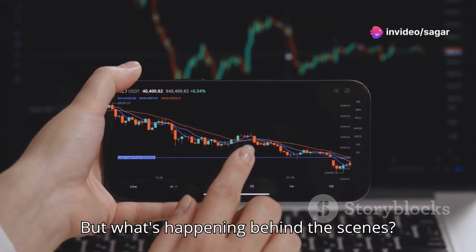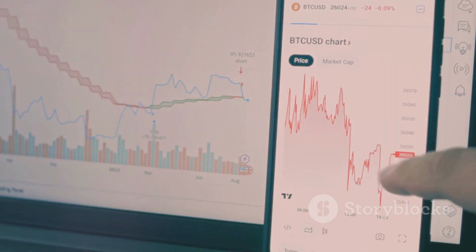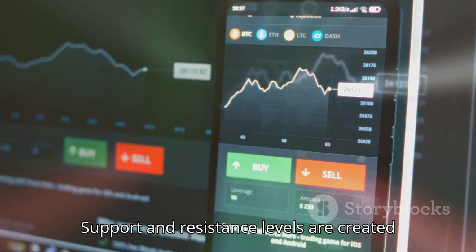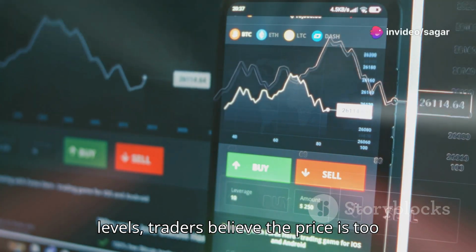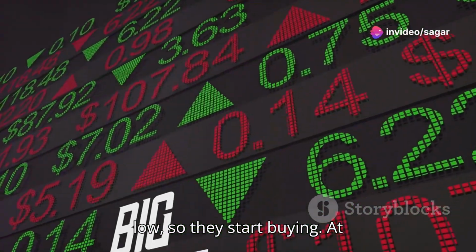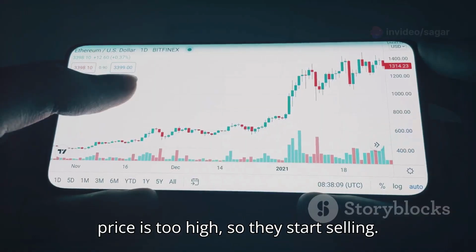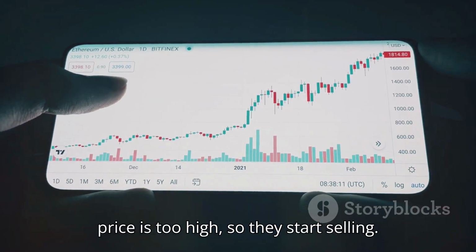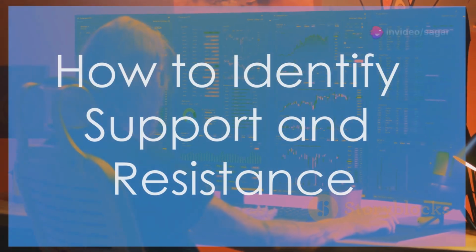But what's happening behind the scenes? Why do these levels hold such importance? Support and resistance levels are created by market psychology. At support levels, traders believe the price is too low, so they start buying. At resistance levels, traders think the price is too high, so they start selling. This collective behavior creates these critical levels.